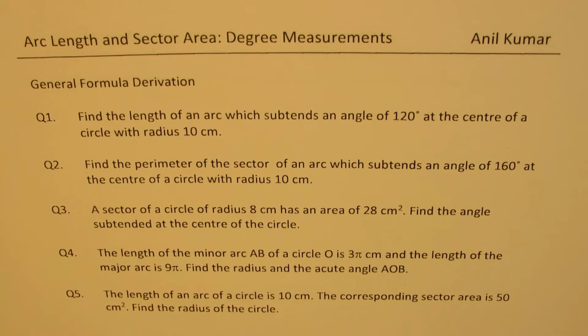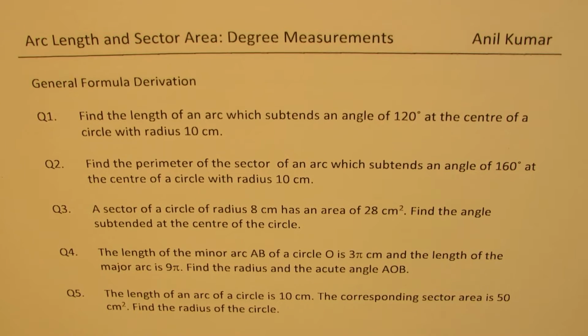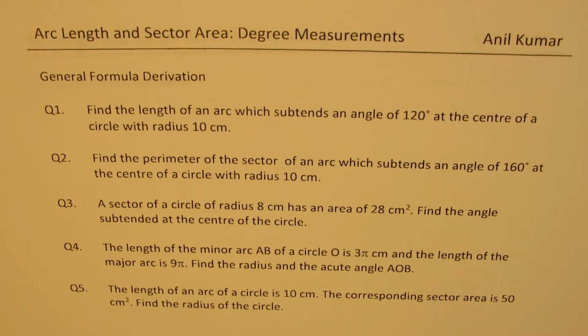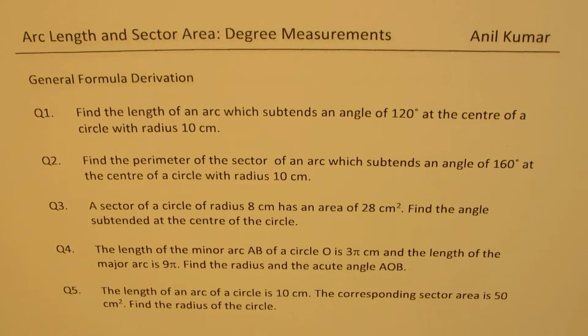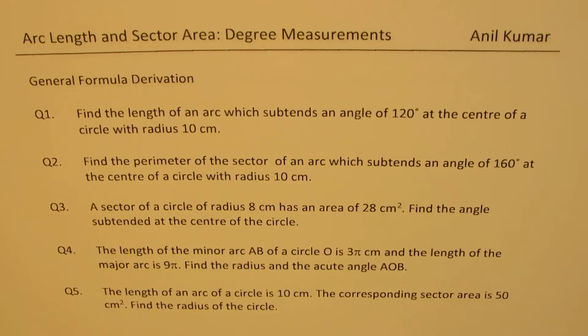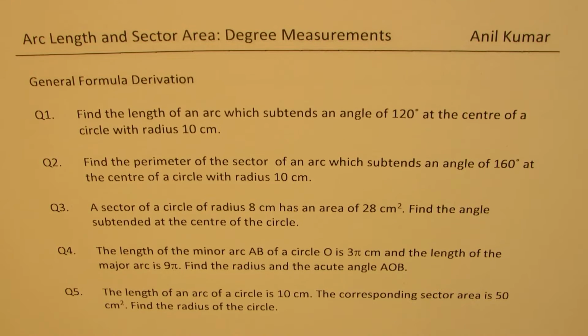The last question here, question number 5 is, the length of an arc of a circle is 10 cm. The corresponding sector area is 50 cm square. Find the radius of the circle. So all these are related questions. We'll begin with derivation of the formula which relates them, apply the formula, and then find the solution. You definitely need a calculator for all these calculations. You can also pause the video, answer, and then check with my solutions.